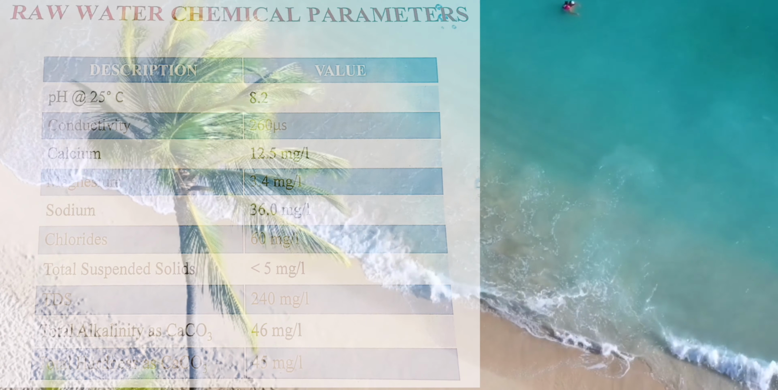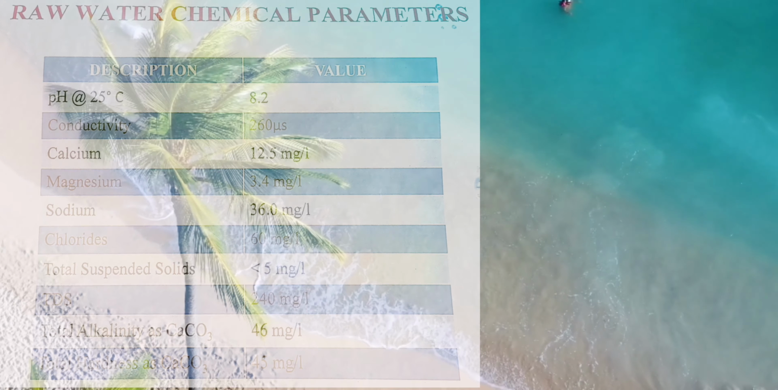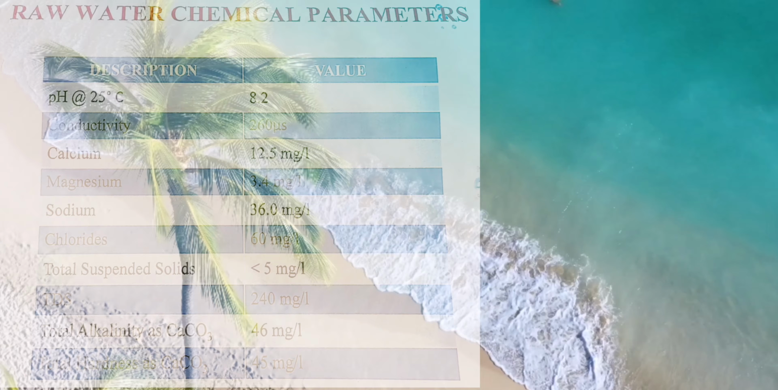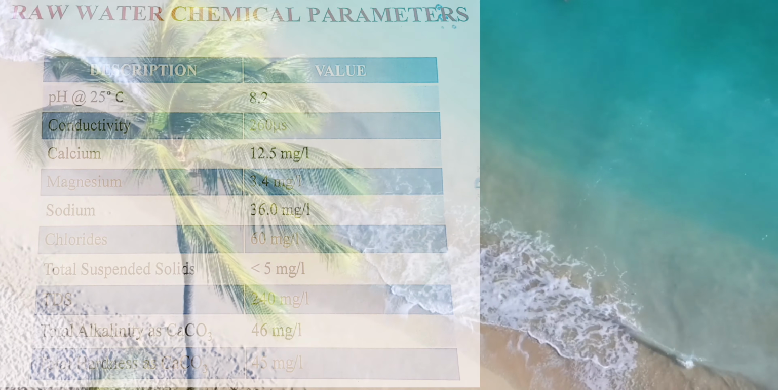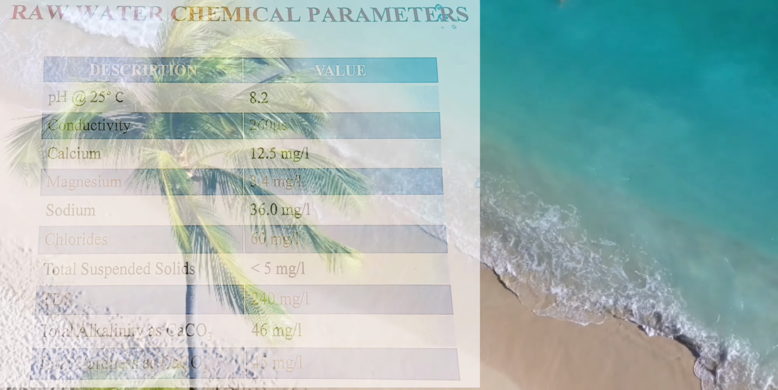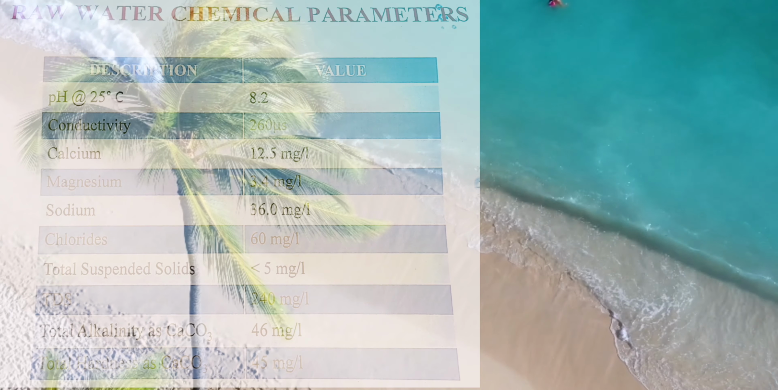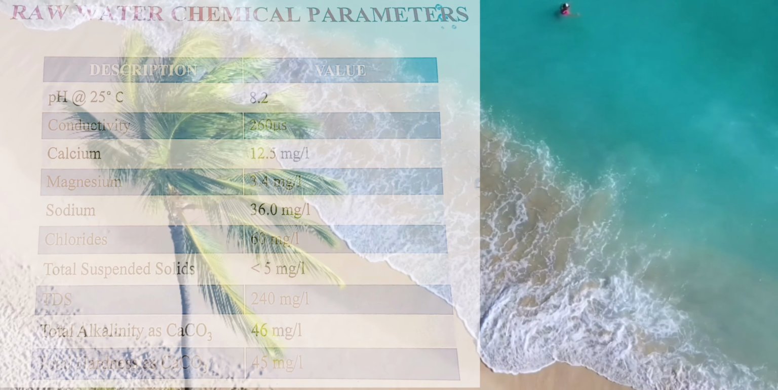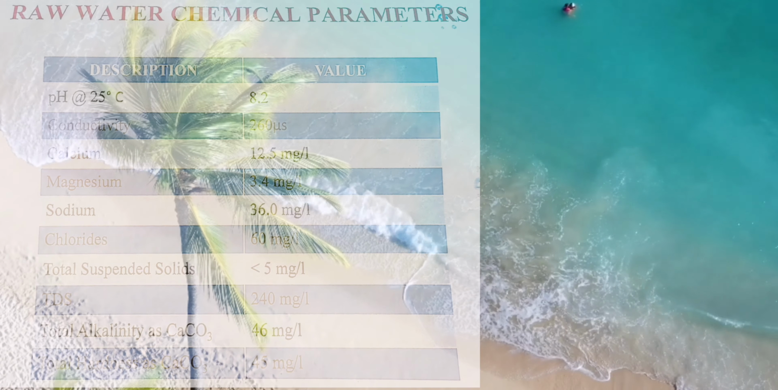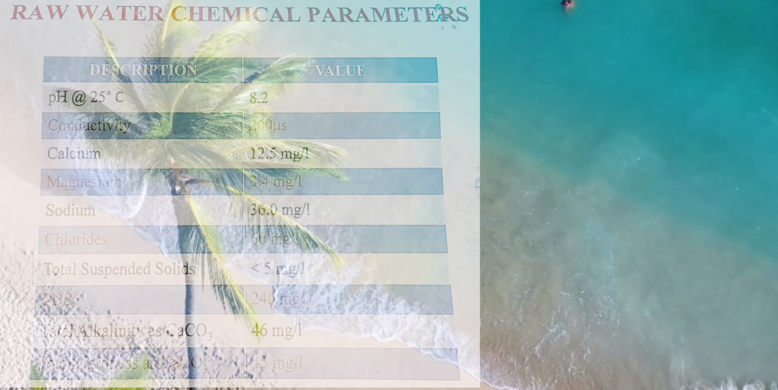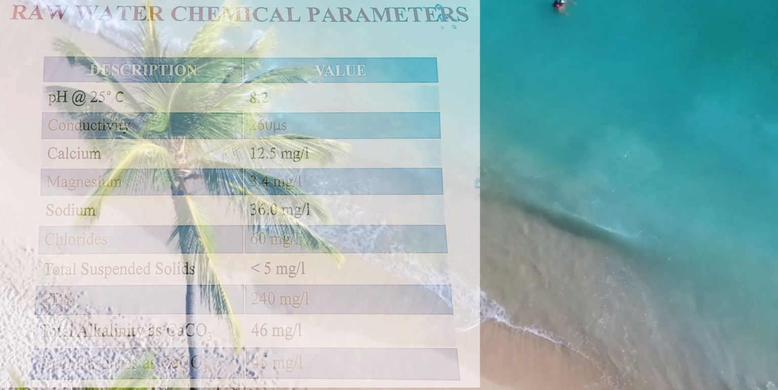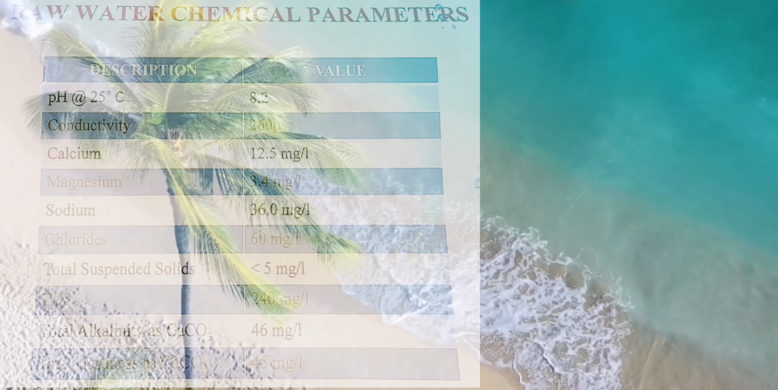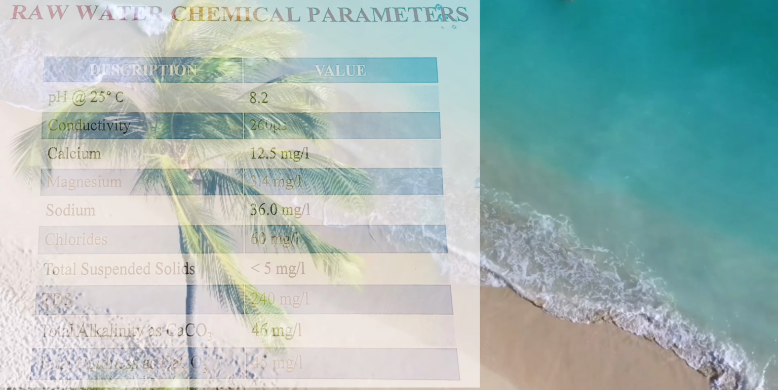Raw water chemical parameters: pH at 25 degrees Celsius 8.2, conductivity 260 microsiemens, calcium 12.5 mg/L, magnesium 3.4 mg/L, sodium 36.0 mg/L, chloride 60 mg/L, total suspended solids less than 5 mg/L, TDS 240 mg/L, total alkalinity as CaCO3 46 mg/L, total hardness as CaCO3 45 mg/L.